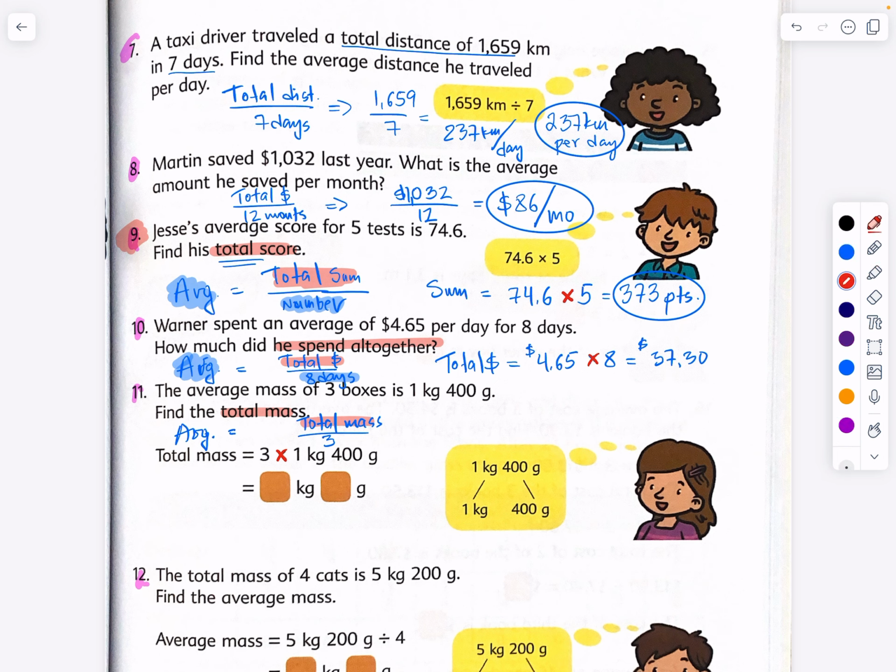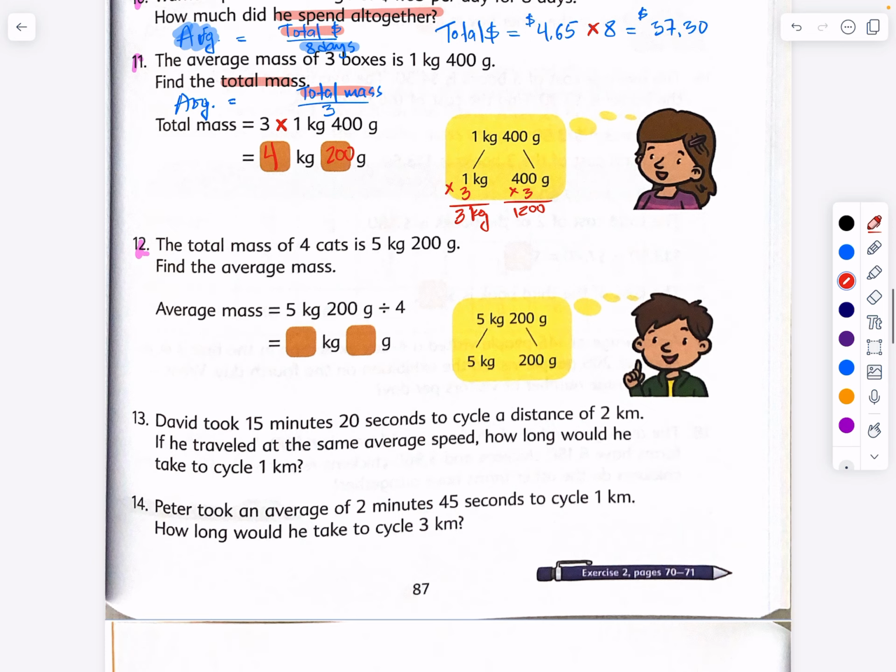So 3 times 1 kilo, 400 grams. Let's do it step by step. Multiply the kilos, multiply the grams. This becomes 3 kilograms. I hope you remember. This becomes 1,200 grams. So altogether we have 4 kilos and 200 grams. Final problem on this, not the final problem.